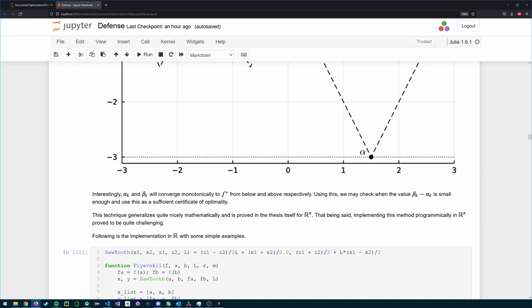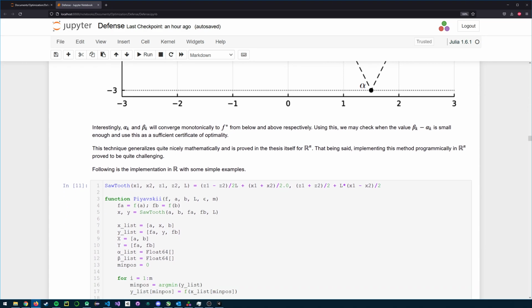However, implementing this procedure programmatically in the R^n setting is quite difficult. And finding any implementation at all, let alone one that is remotely efficient, proved to be quite a difficult task. And we'll see that a bit later. But for now, we're going to be showing just the implementation in the one-dimensional setting, which is quite fast. So that's what this is doing.